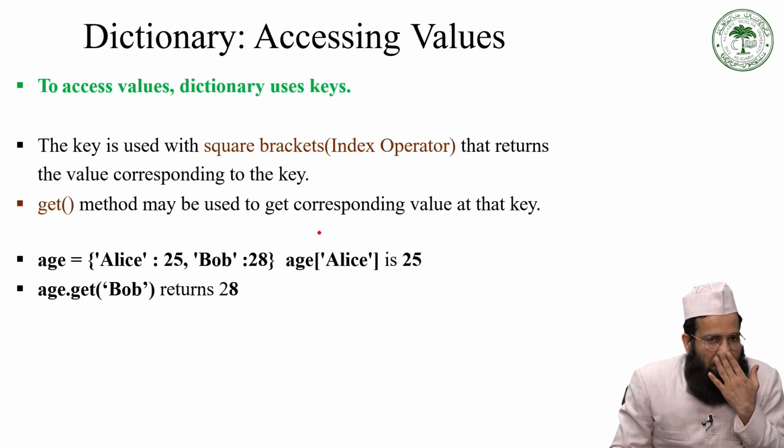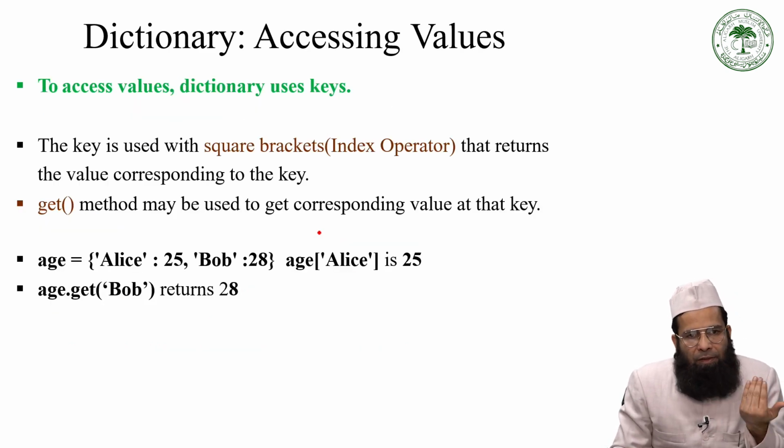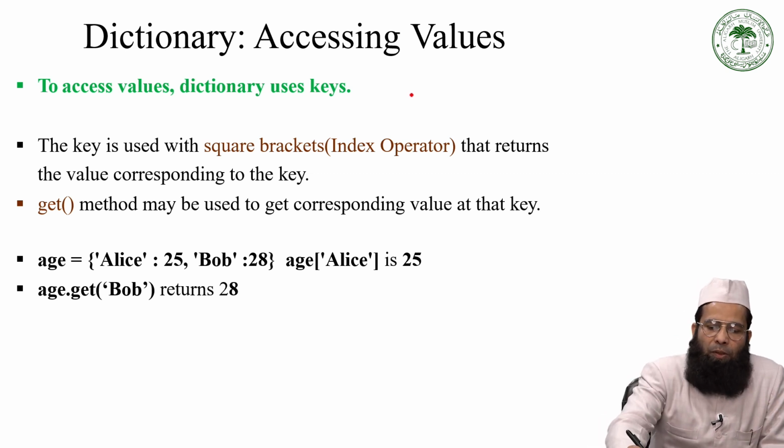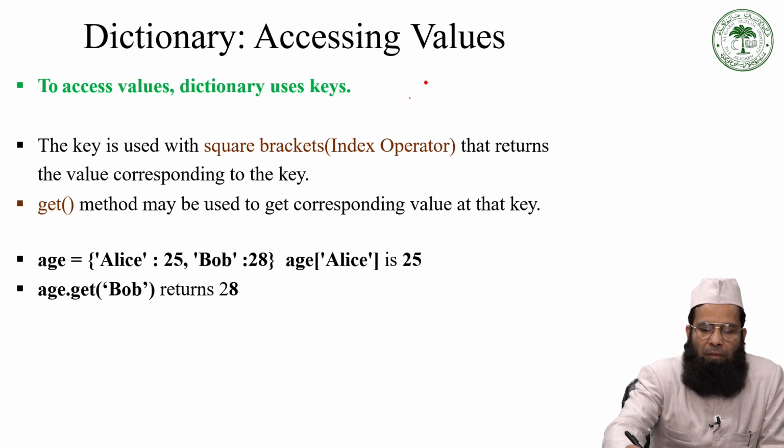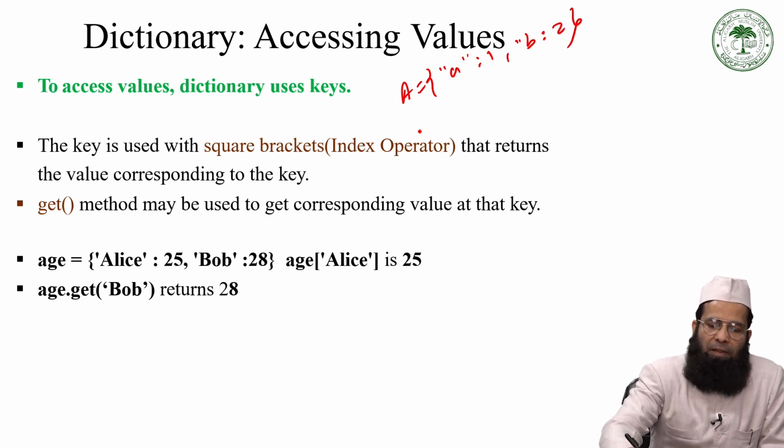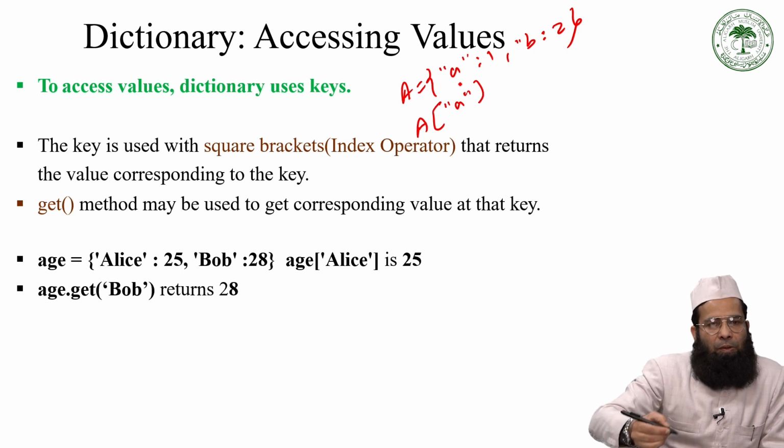To access values, a dictionary uses keys. So using keys, you can access the data item. The key is used with square brackets. Let's say this is your dictionary: a and then 1, and then b and 2. If you want to access the individual items, I can use a, and it would give me 1. So I can use a square bracket, that is the index operator, and inside the square bracket I would use the key.